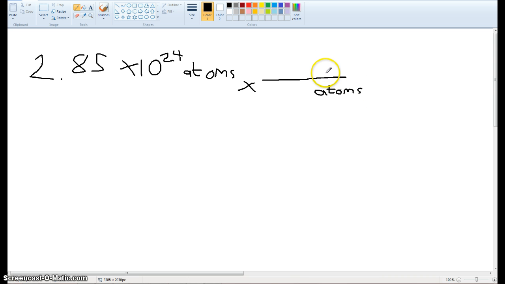And we're going to need moles up here on the top. So, in 1 mole, how many atoms are there? If you'll remember from class, 6.02 times 10 to the 23rd atoms. Atoms will cancel out, and we're left with moles. Well, we don't want moles though, do we? We want mass, so now we're going to multiply it.